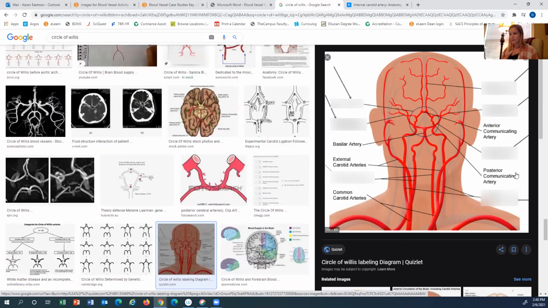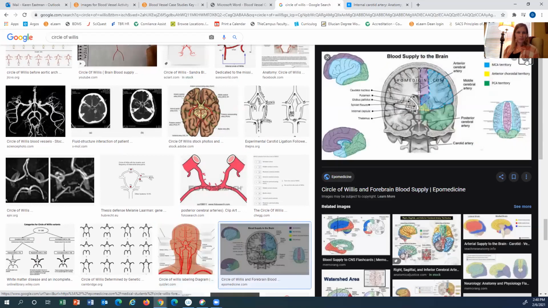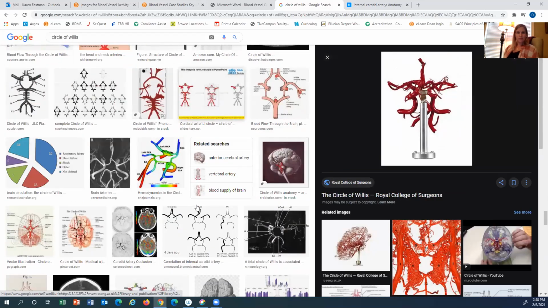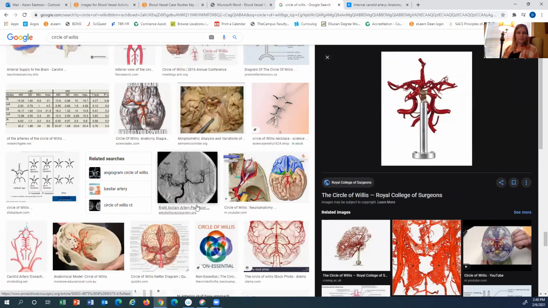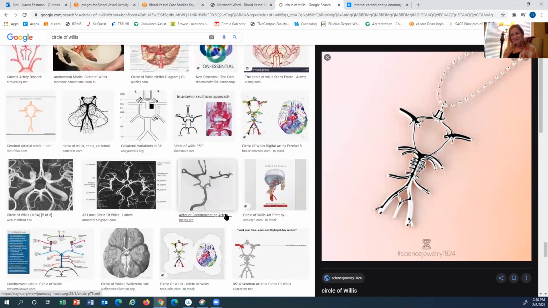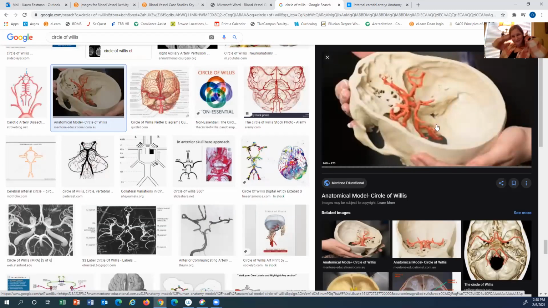So again, like I said, I just recommend flipping through and getting familiar with what some of the pictures look like, but that's it. Once you figure it out, it's like, okay, is that it? Now here's a really cool one, because it shows you the sella turcica and the pituitary and where the Circle of Willis is right there.